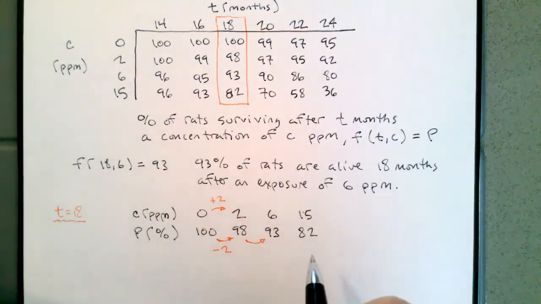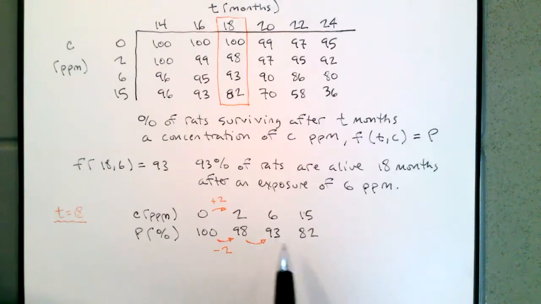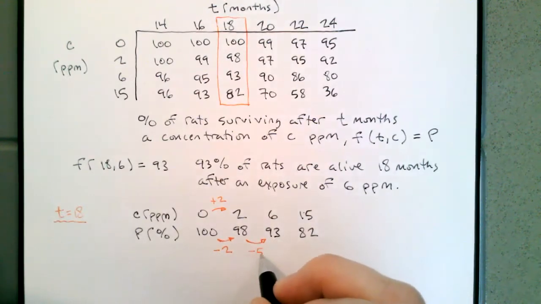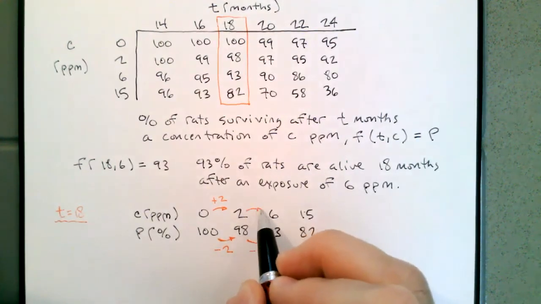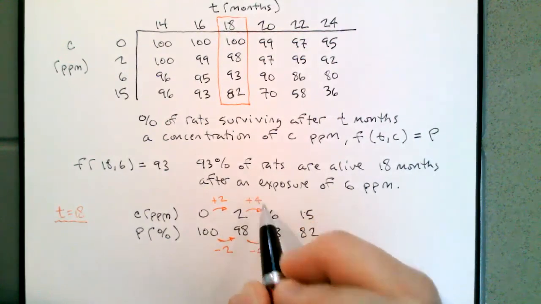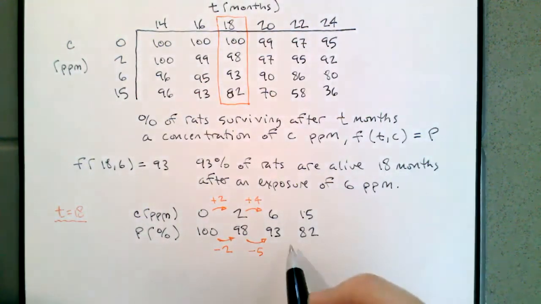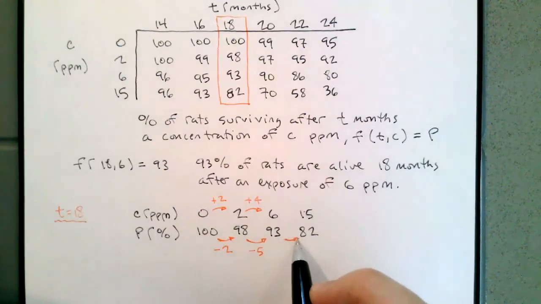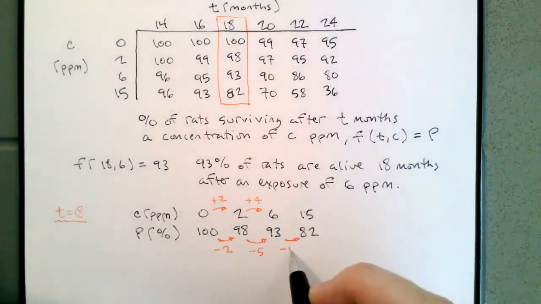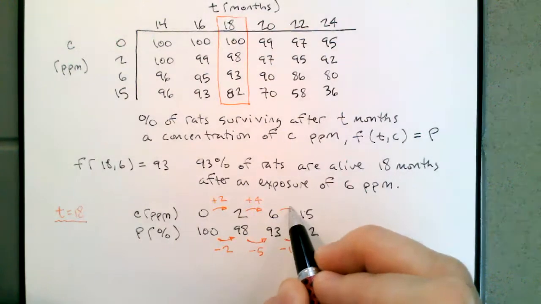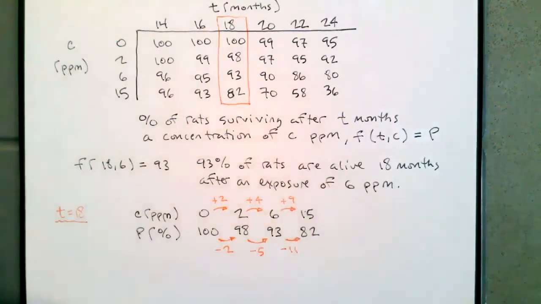Then from a concentration of 2 to 6, we go from 98 to 93%. So that's a decrease of 5 over an increase of 4. And then finally, from 93 to 82, that's a decrease of 11 over an increase of 9.